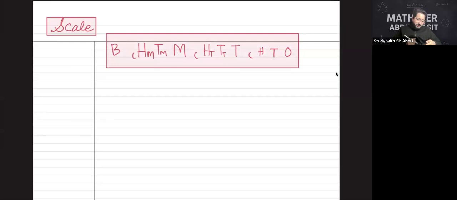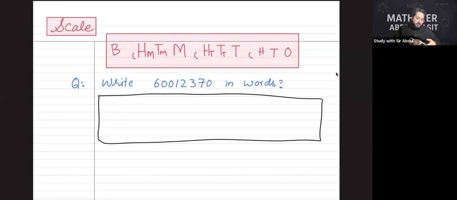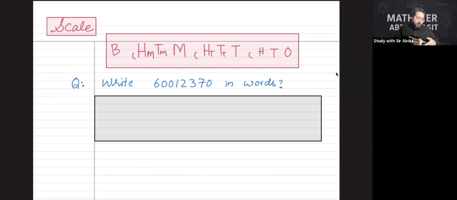For example, question number 1: write 6001237 in words. But do not be ashamed if you don't know this. Now it is the right time to understand it. The technique is, you will have at least this much space available in the paper. So how to do it? Just write the number with some distance between the digits, like this.